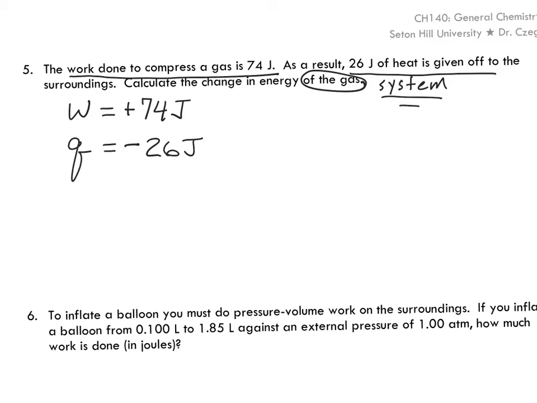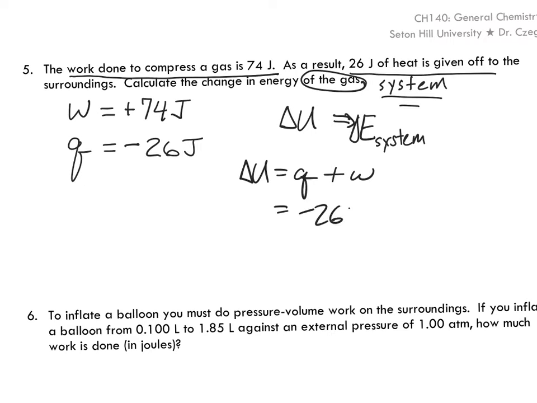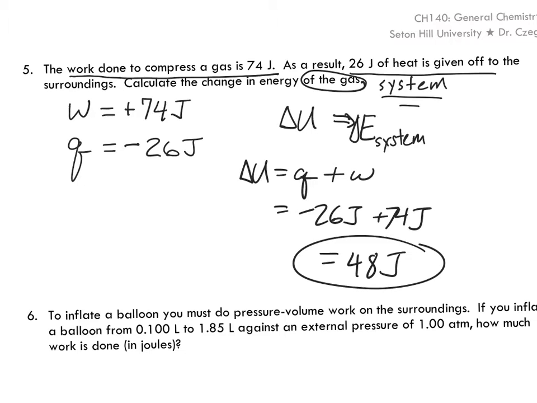We're looking at the total change in energy, which is delta U. Delta U is just delta E of a system. So it's really just another way of saying delta E, but we call it delta U because we are saying it's of the system rather than of the entire universe. So delta U is equal to Q plus W. So it's equal to negative 26 joules plus 74 joules, which comes out at 48 joules.